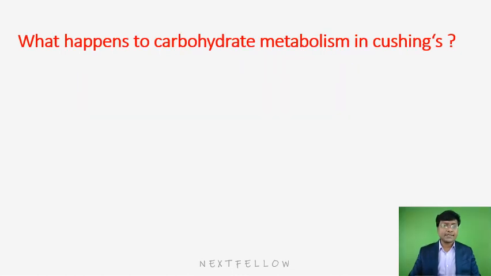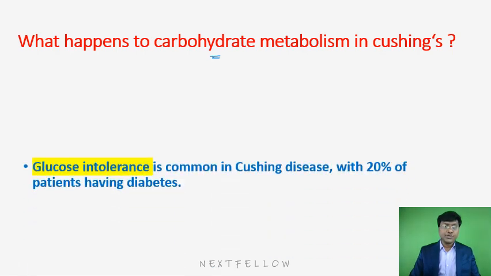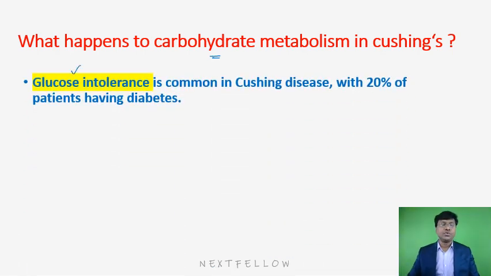Now followed by that, what happens to carbohydrate metabolism in Cushing's? Let me tell you, these individuals will have glucose intolerance. So these steroids will increase hepatic gluconeogenesis, and due to which there will be glucose intolerance in these patients with Cushing's.